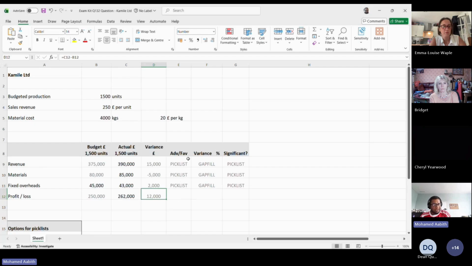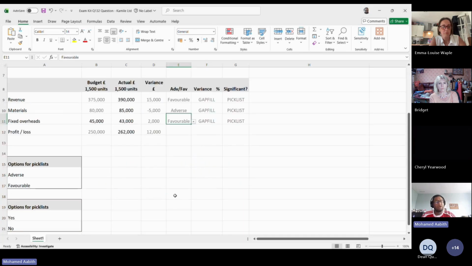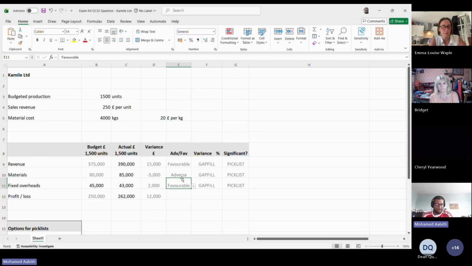But we're not going to do that here in this scenario. We're going to check what the revenue is here. We're going to say favorable. This one is going to be adverse. And here is favorable. In the exam, you may have to type it manually, or you may have to do that on the pick list. You will not be asked to create the pick list like the one we have done now.